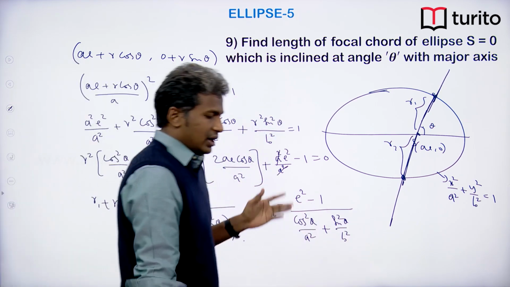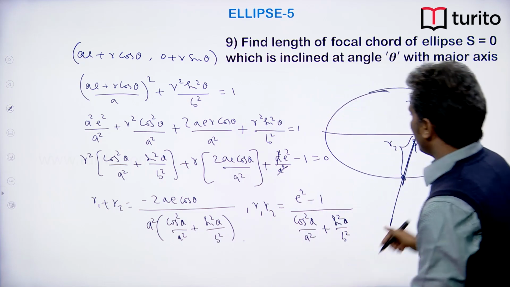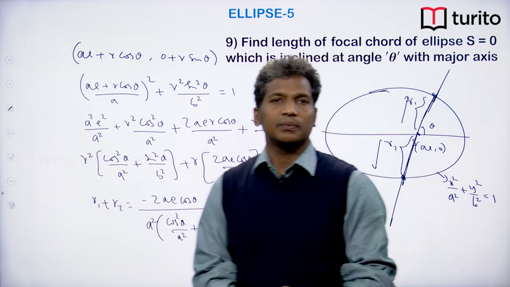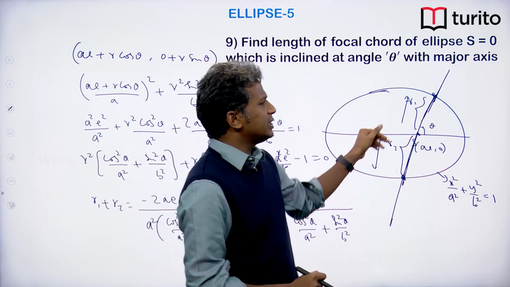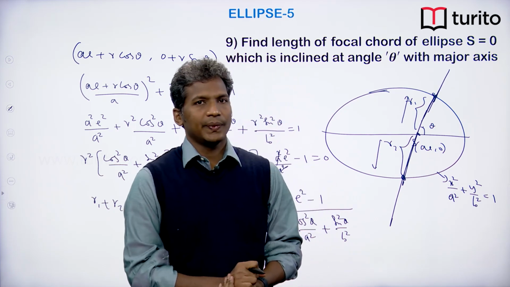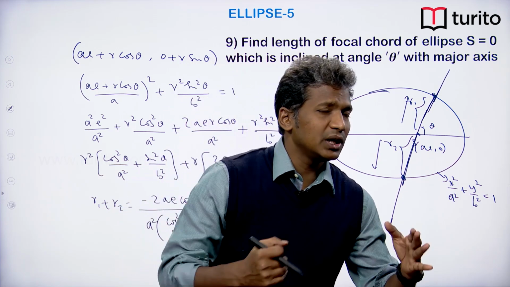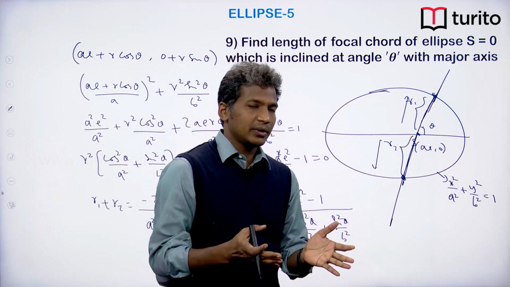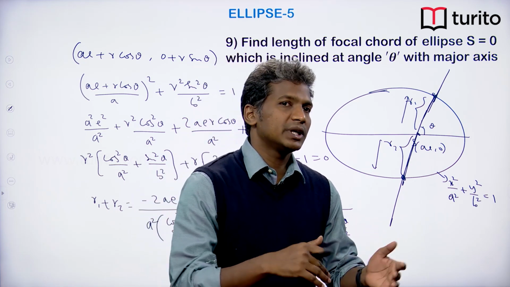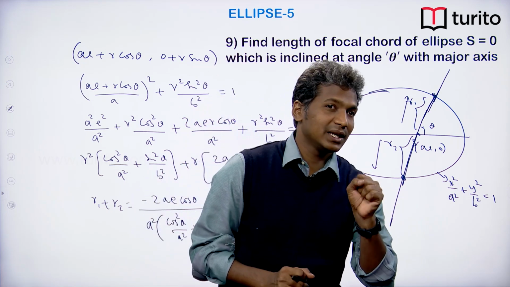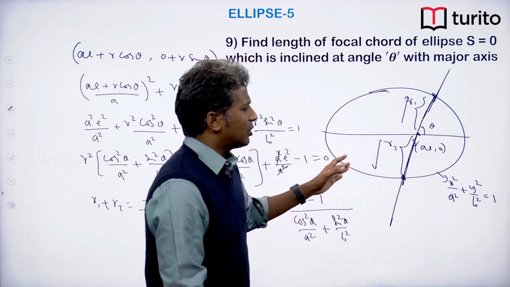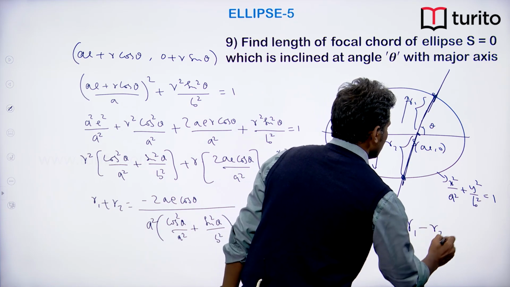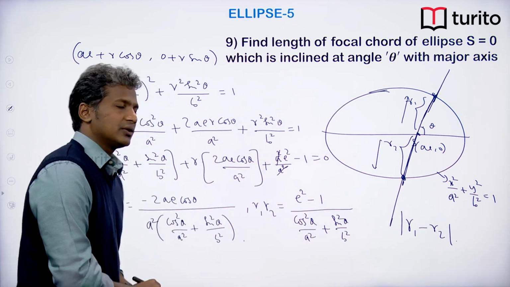Now, because we have applied the parametric form, when we go in this direction we get R1, and when we go in this direction we get R2. So, algebraically one of these two will have a negative sign, and we are interested in the total length of the chord. If we do R1 plus R2, definitely we are not getting the length of the chord, because one of them is negative. So, to get the length of the chord we need mod of R1 minus R2. Mod of R1 minus R2 is the length of the chord.